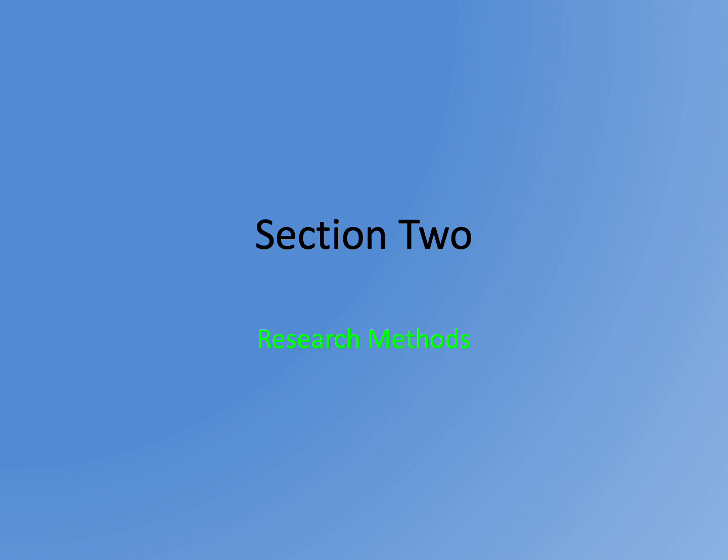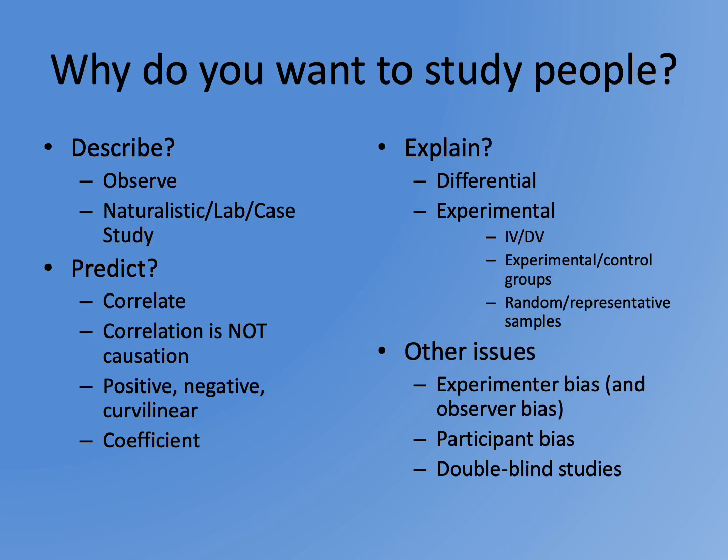Okay, so Section 2, research methods. Why do you want to study people? The question that you have is going to, again, dictate the approach that you take. If you're just wanting to describe something, for example, who shows more aggressiveness on the playground with children, is it boys or girls, then you could do an observational study.